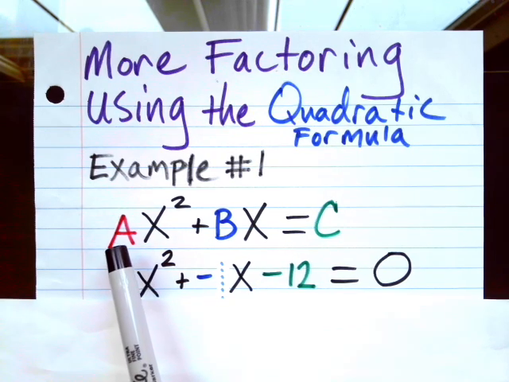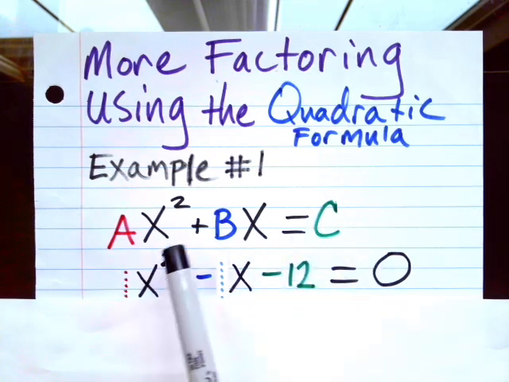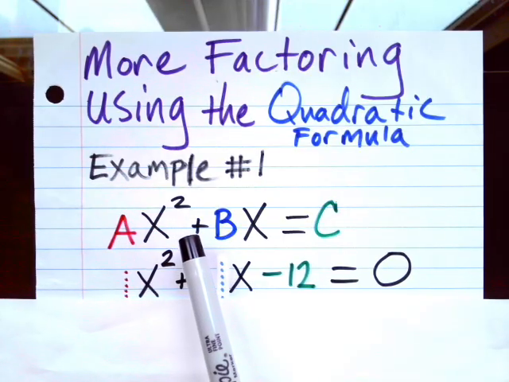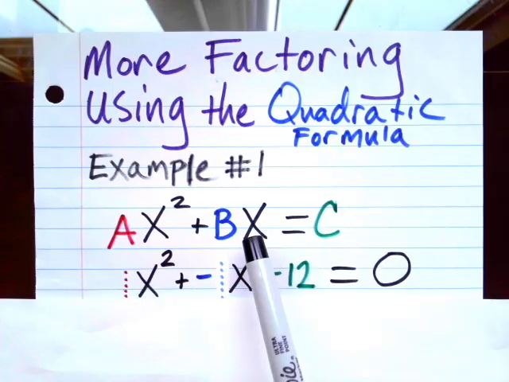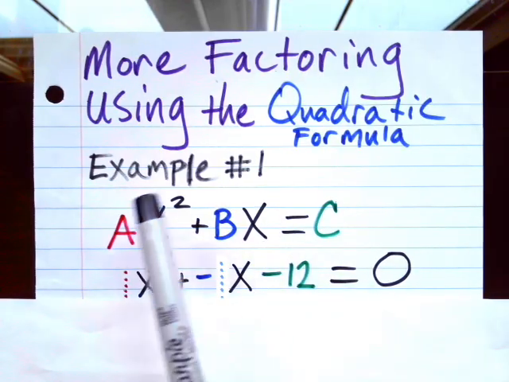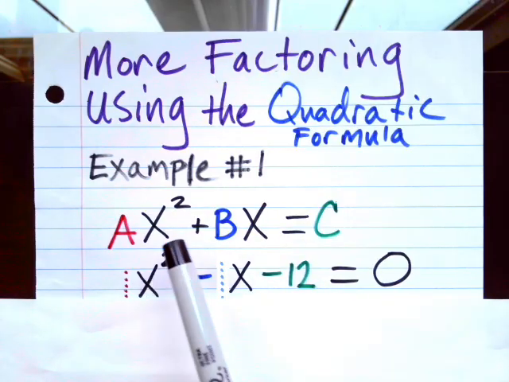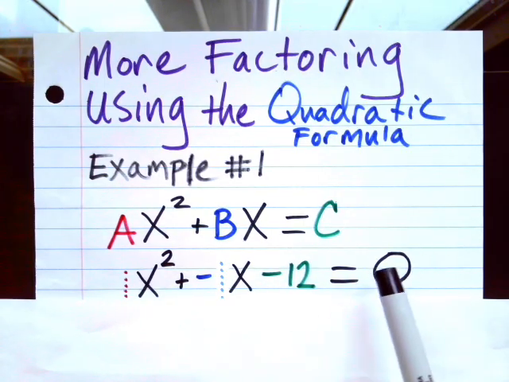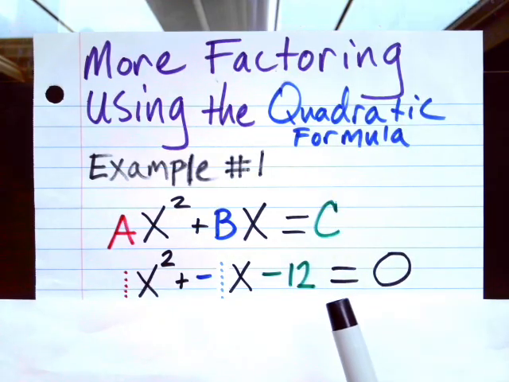All right, so this is the standard form of an equation: a times x to the second power plus b times x to the invisible first power equals c. So this is just standard form, and the a, the b, and the c represent real numbers. It has to be in equal 0 form in order for you to use this quadratic formula.